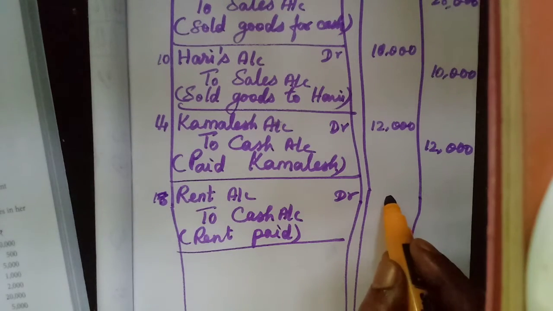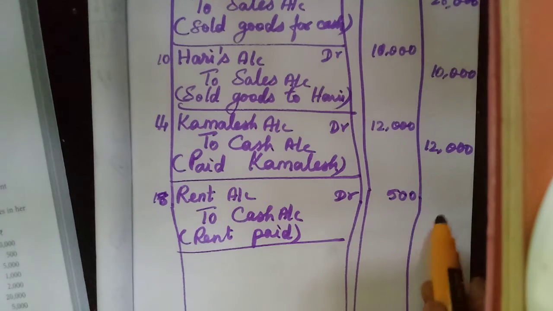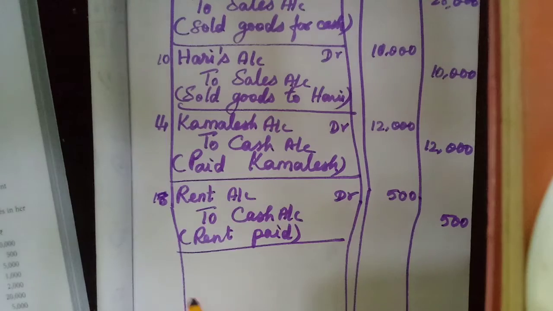500. See where I am writing. Okay, just below this, after 2. Okay, then after 18, 25.